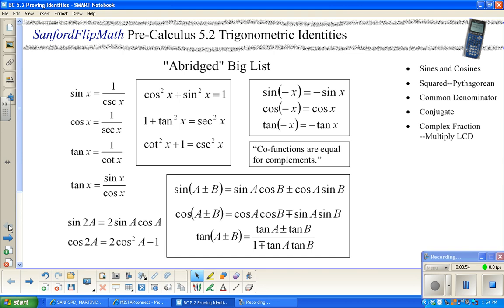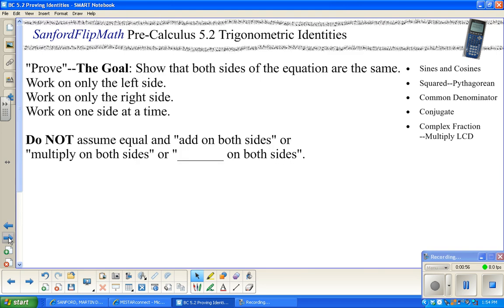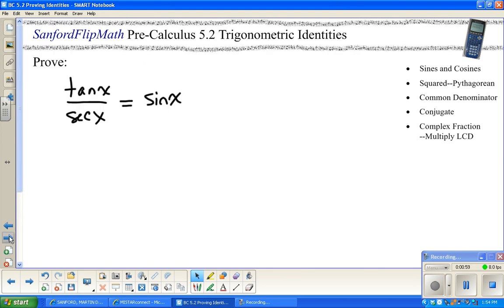Okay, so just to have a quick idea of what we're talking about, tangent x over secant x supposedly, or could be, equal to sine x. And so what we're going to do is try and show that that's true. Okay, so before we do that, just a couple little tips here.